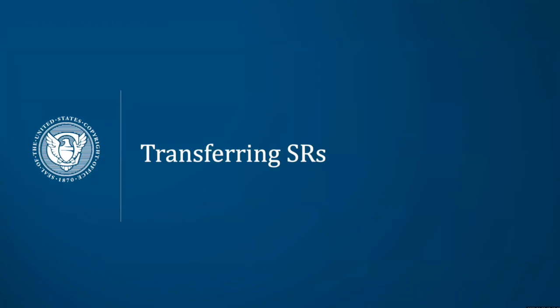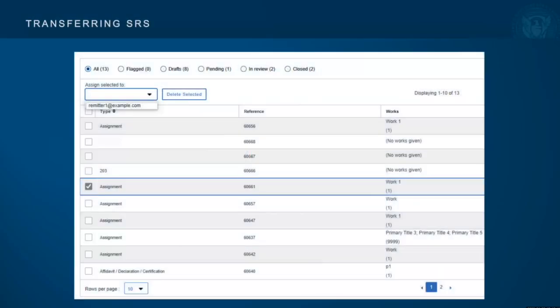Transferring SRs. When multiple users exist within an organization, users have the ability to transfer an SR among themselves. In order to transfer an SR, click on Applications to access the remitter dashboard. Then, click the empty box to the left of the SR you wish to transfer. You may select multiple SRs for transfer.